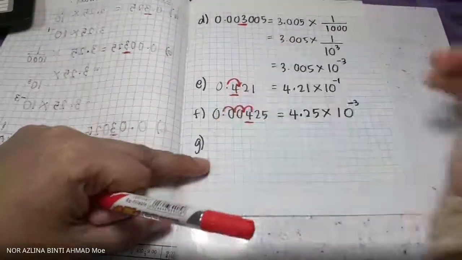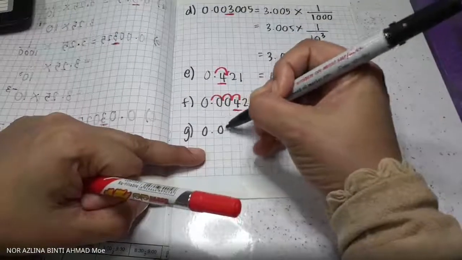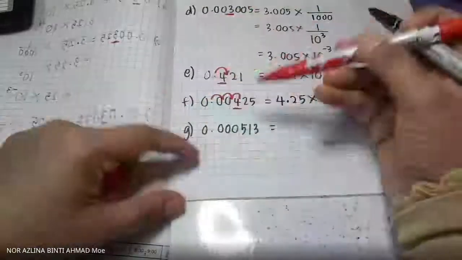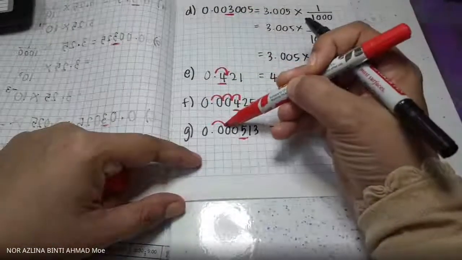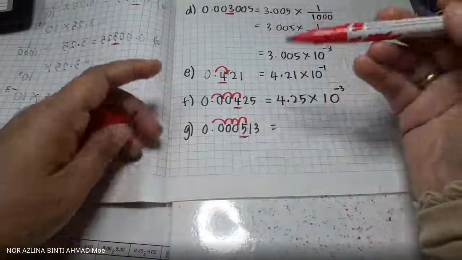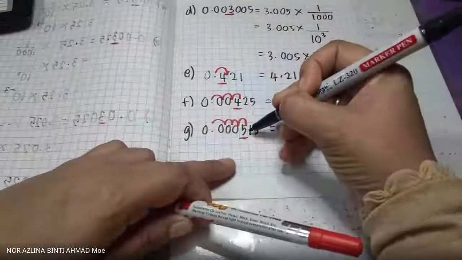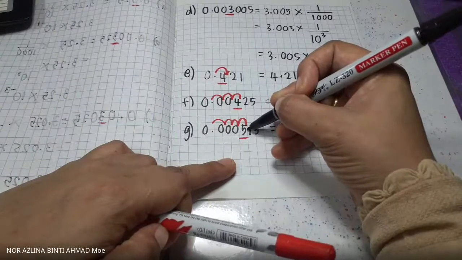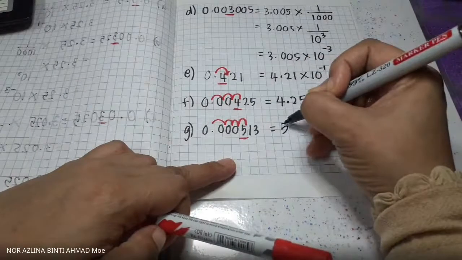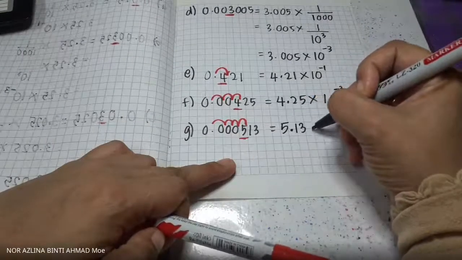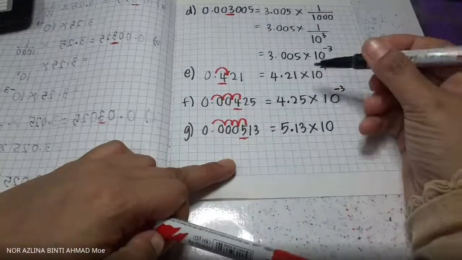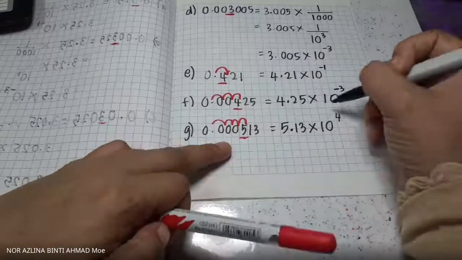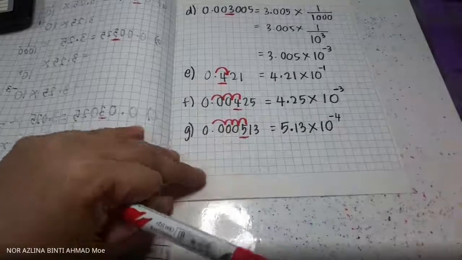Next, G. 0.000513. So we want until number 5. So 1, 2, 3, 4. Okay, until 5, at the right, until here, the decimal point we move. So this is 5.13 multiply 10 to the power of, so we have 1, 2, 3, 4 just now, 4. From decimal number, so must have negative.